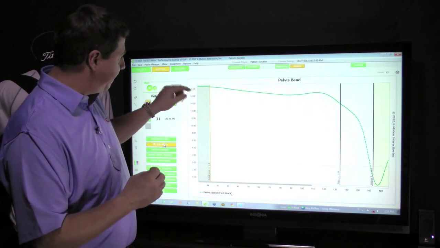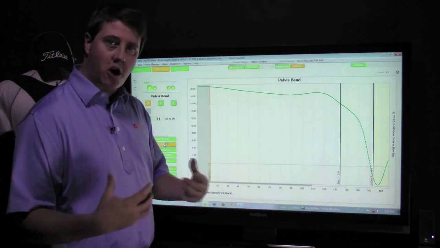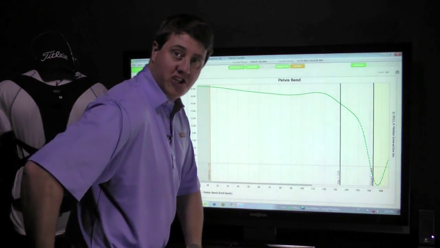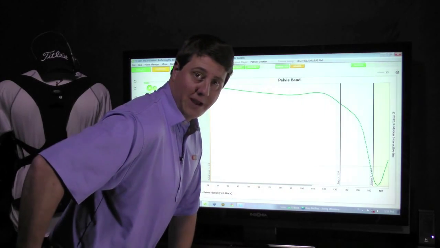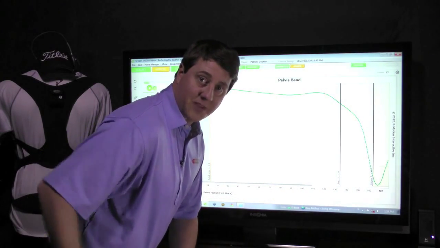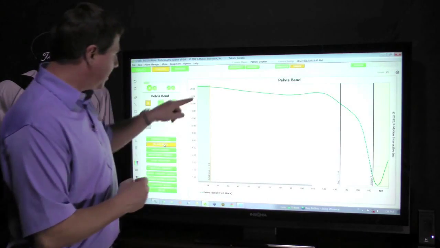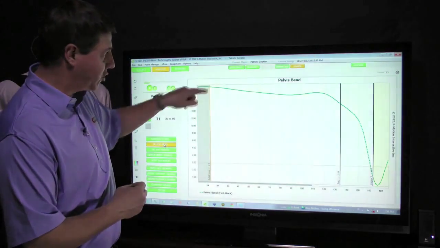Now we can see with an efficient pelvis bend graph, we'd like that to start around 20 degrees. What this is actually measuring is how much tilt a player has of their pelvis at address, and then what happens to that tilt throughout their golf swing. Now we can see here his bend starts around 20 degrees.